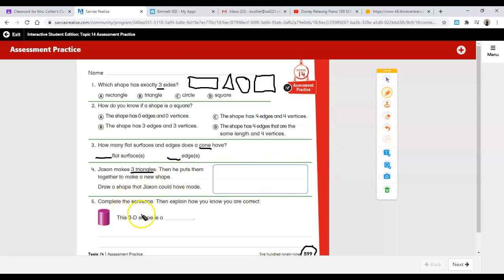Number 5 says complete the sentence, then explain how you know you are correct. What is the name of this shape? We worked a lot with this shape this past couple weeks.